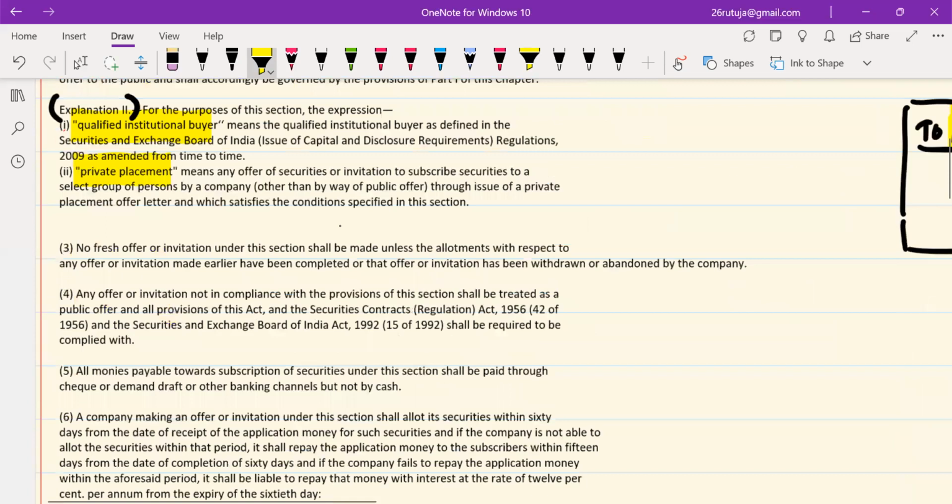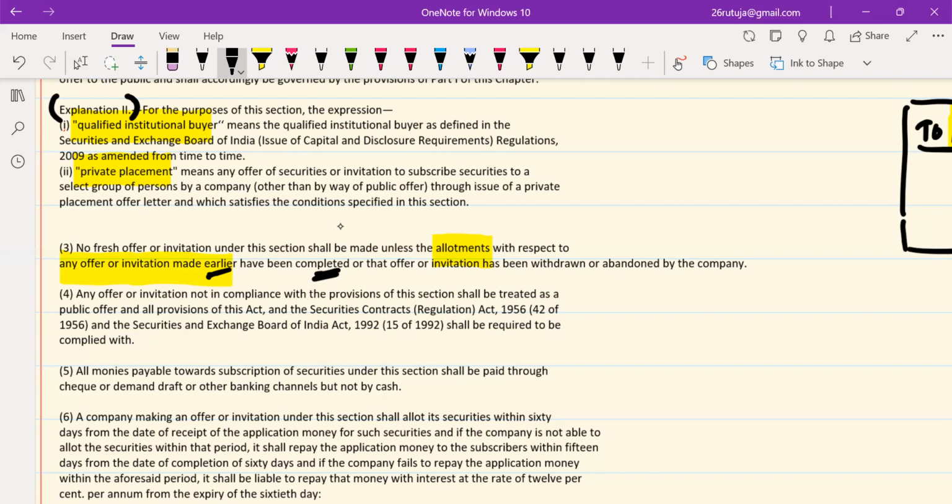Third subsection says that no fresh offer or invitation under this section shall be made unless the allotments with respect to any offer or invitation made earlier have been completed. So if you went for a private placement in the previous year, you have to make sure that you go for its allotment and only then go for a fresh issue of private placement.